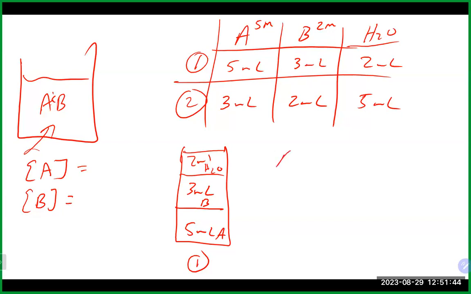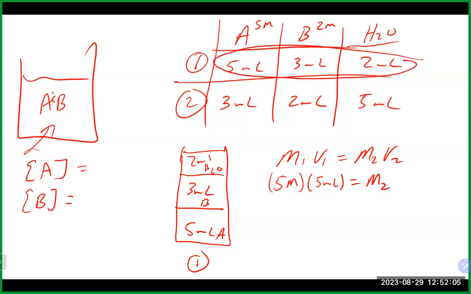So I would need to use M1V1 equals M2V2. Here for test tube 1, my initial concentration was 5 molar. My initial volume was 5 milliliters. I'm looking for what it is when it's all mixed together. My final volume is found how? These are all the components of what I put in there, so it has to add up to the entire volume, and that is 10 milliliters in this case.